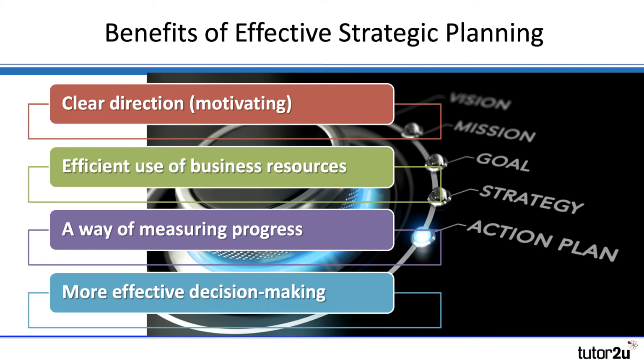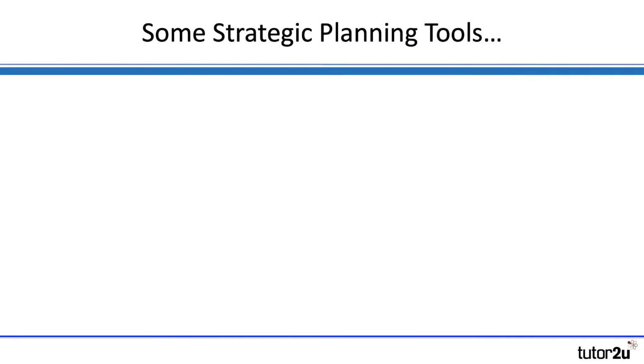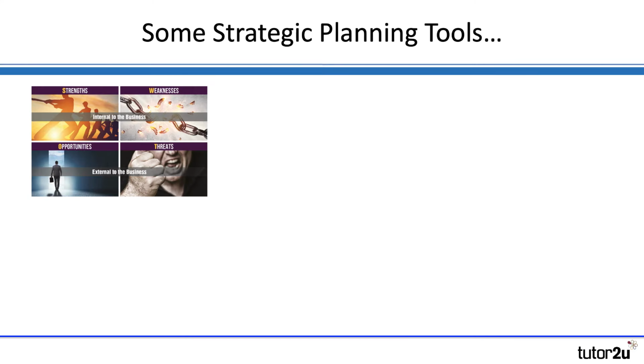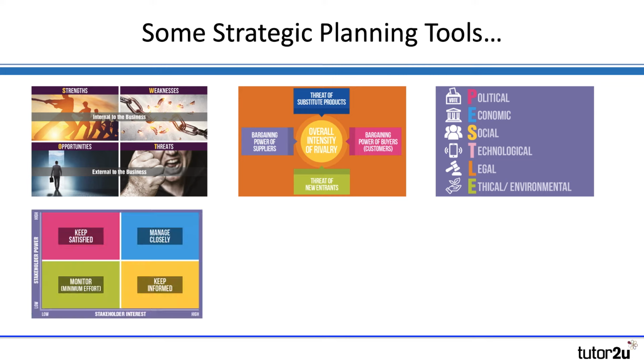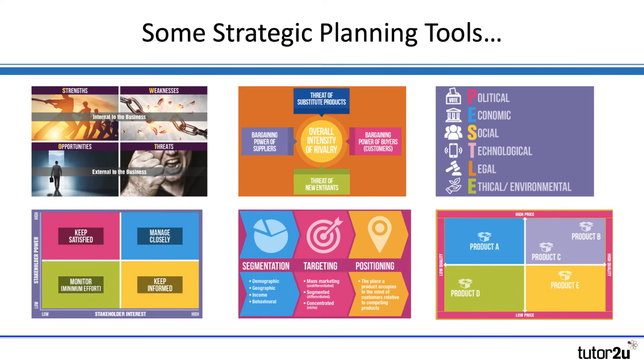Before we finish, just a quick word on some of the potential models that can be used to help a business undertake strategic planning. You may be aware of some of these. I'll just list them on the screen here just to point them out. Some of them will be part of your specification. Strategic planning has a whole series of models and concepts that are used.